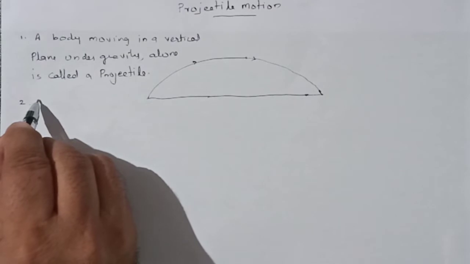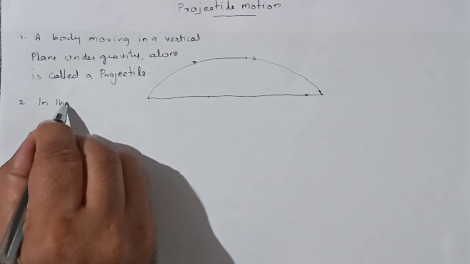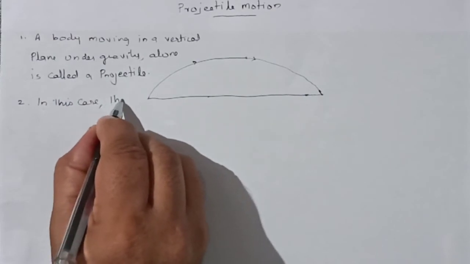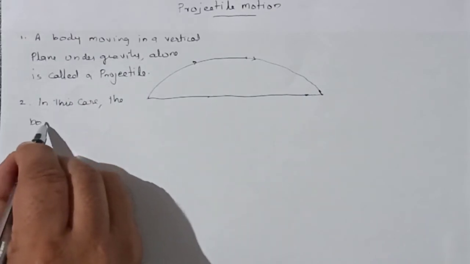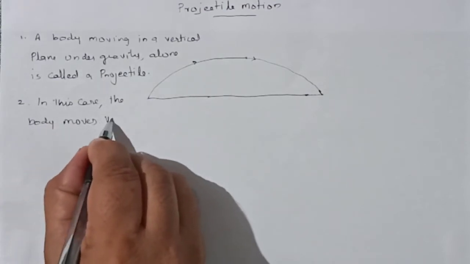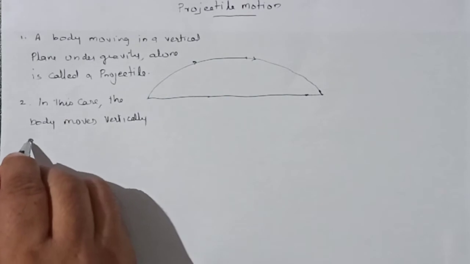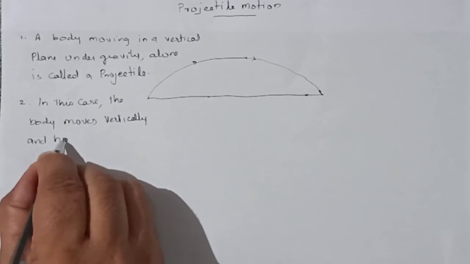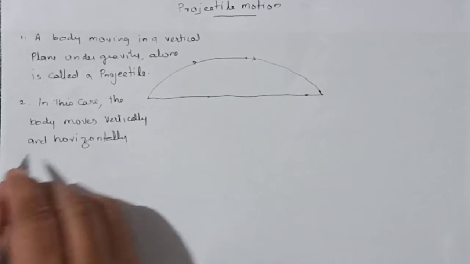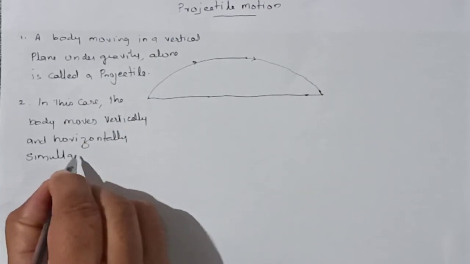Body moves both in the horizontal direction and the vertical direction simultaneously. At the same time, it moves in the vertical direction and in the horizontal direction. So we have two different kinds of movements which we have to combine to get the actual movement of the body. In case of a projectile, both horizontal and vertical, we need to combine them together.